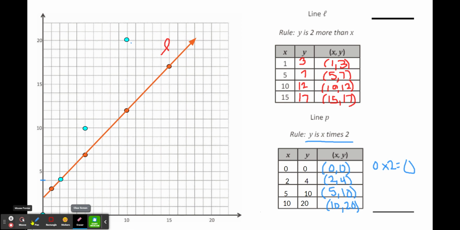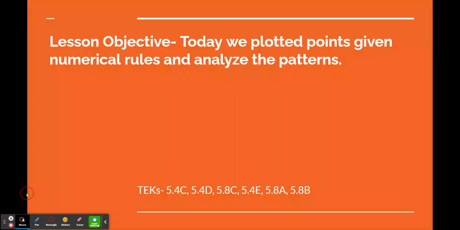So now let's connect my points together to show you our line. And so we have a line over here, and this is line P. So there are our two lines that we plotted. All right, let's take a review of today's lesson objective. So today we plotted points, given numerical rules, and analyzed the patterns.